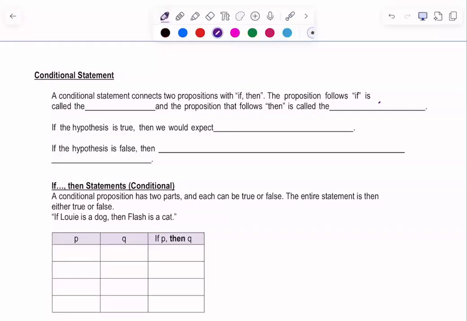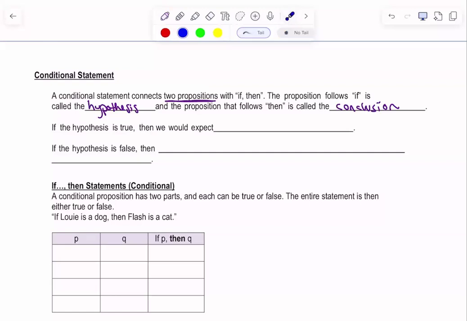All right, now we're going to get to conditional statements. So conditional statements are if-then statements. They're connecting two propositions. So remember, propositions are statements with if-then. The proposition that follows if is known as the hypothesis, and the proposition that follows then is called the conclusion.